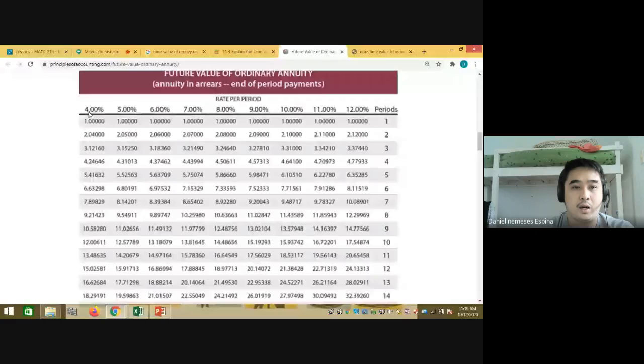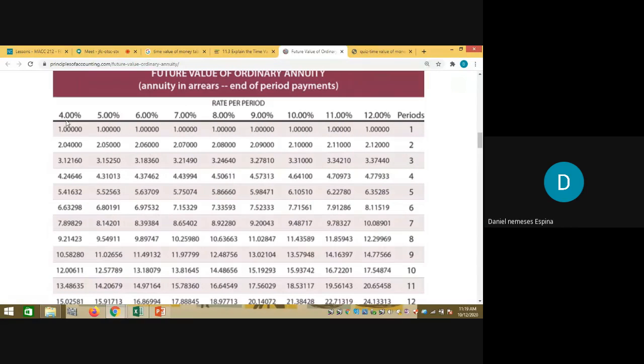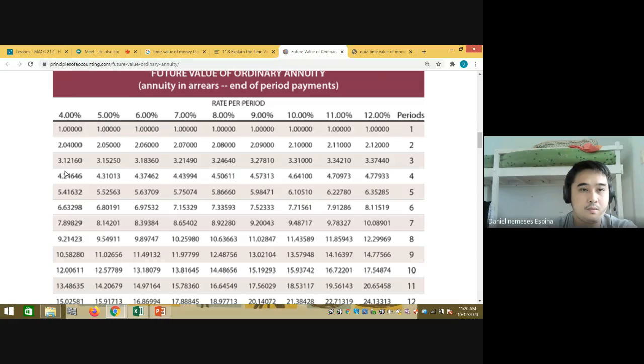So notice, we don't see 3.14, right? We don't have 3.14. However, many times it doesn't fall under the table. But we are sure that the interest rate is now between 4 to 5%. Okay? I said between 4 to 5% because you have 3.12160, which is lower than 3.14.